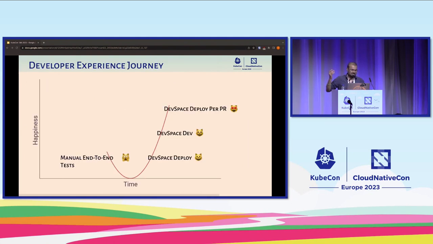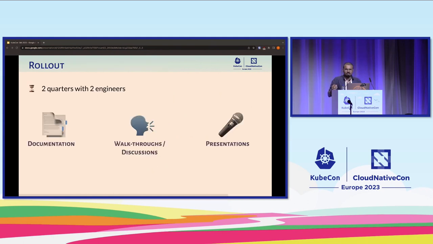So again, we address the manual end-to-end tests, and it is solved by adding in end-to-end tests as part of DevSpace deploy per PR. So how did we roll out? It took us a few quarters, with two engineers, myself included, and it took us for proof of concept, implementation, and we implemented for each core service.